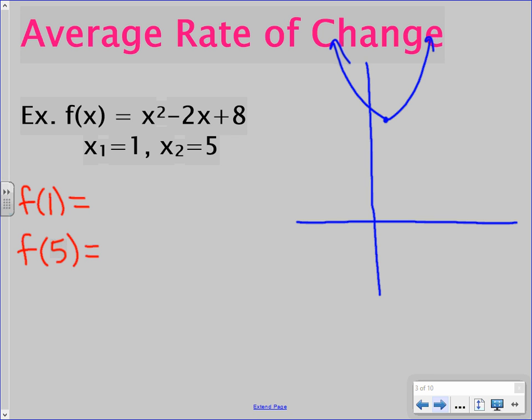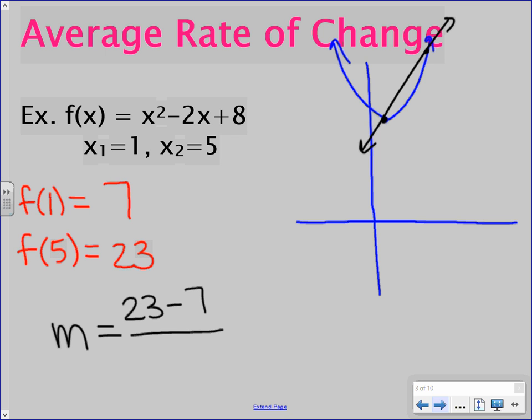Okay, pod 4. Can someone tell me what they got for f of 1? 7? Someone from pod 7, what did you get for f of 5? 23. So this is what's happening. We have the points (1, 7) and (5, 23), and we're calculating the slope of that line. Okay? Slope, rise over run, change in y over change in x's. So our y values, 23 minus 7, our x values, 5 minus 1.